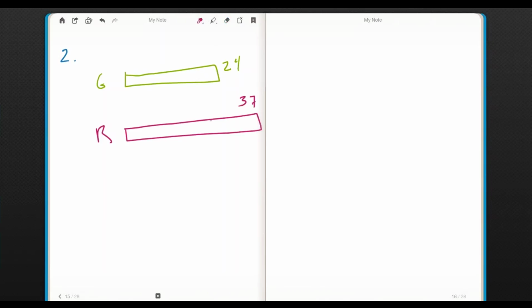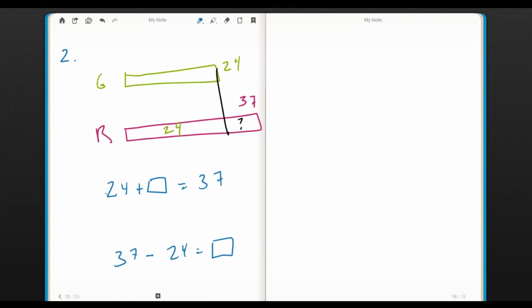I'm just making a representation, and the question we're being asked here is how many more red apples are there than green apples? Well, up to the point that they're even, they both have 24. But 37 is more than 24 by some number. So into our minds should spring a problem: 24 plus the number I'm looking for is 37. Or maybe they think 37 minus 24 is that number I'm looking for.